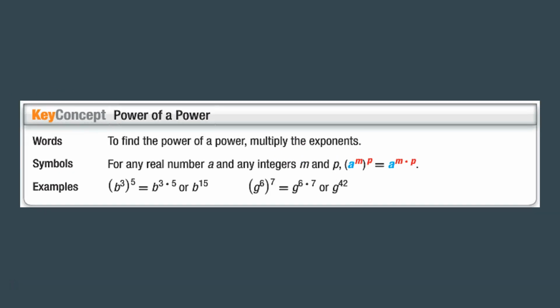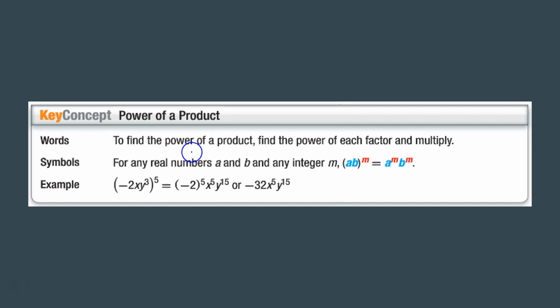Then we have the power of a power. To find the power of a power, multiply the exponents. So we have b to the 3rd power, this whole thing to the 5th. Think about this like the parentheses always mean multiplication, so that's an easy way to remember it. 3 times 5 is 15, so b to the 15th power. This case is nice because we don't have to worry about the same bases. We can just multiply straight up top right here, like in these two examples.